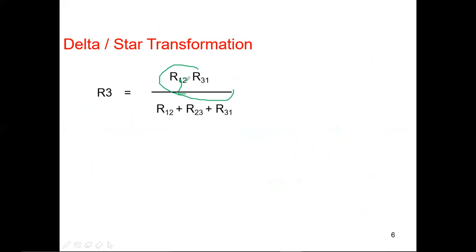This is R23, R31, and this is the sum of all arms of delta. So this is the way of remembering the delta to star transformation. This is very important. No need to learn it by heart.